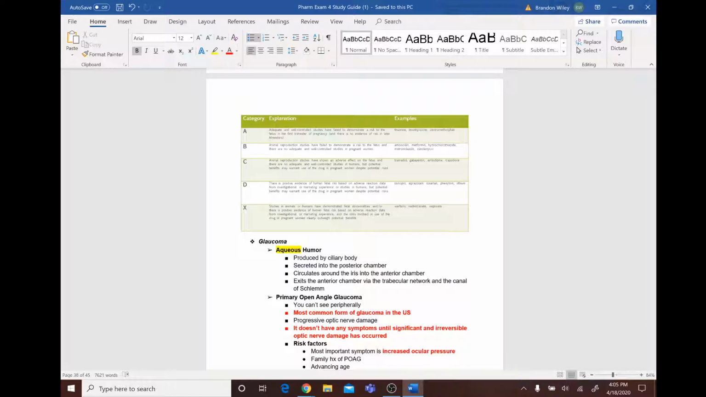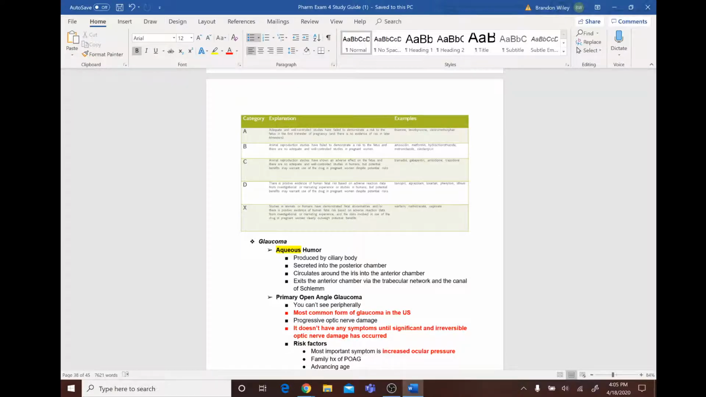What are some examples of category A drugs? Thiamine, levothyroxine, dextromethorphan. Some examples of category B drugs: amoxicillin, metformin, hydrochlorothiazide, metronidazole, clindamycin. Some examples of category C drugs: tramadol, gabapentin, amlodipine, and trazodone. Some examples of category D drugs: enalapril, alprazolam, losartan, phenytoin, lithium.